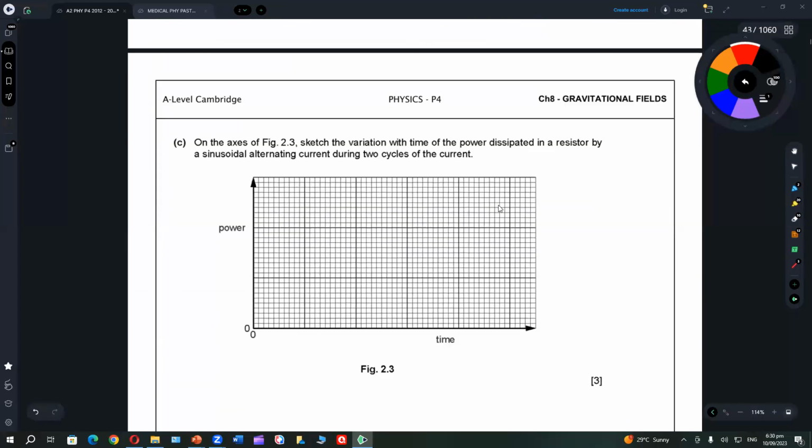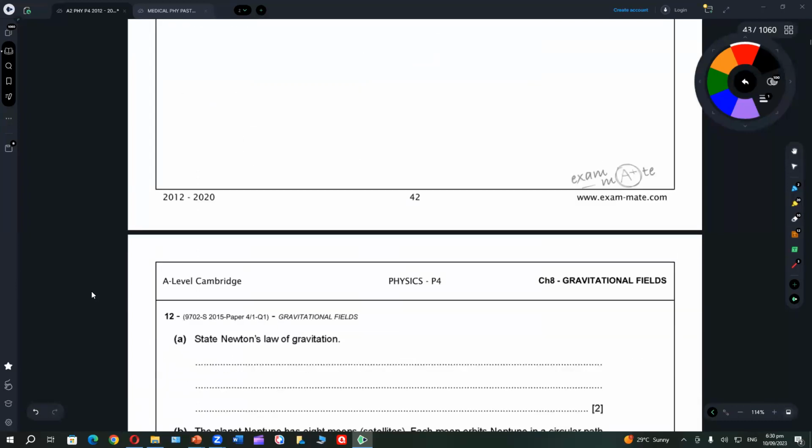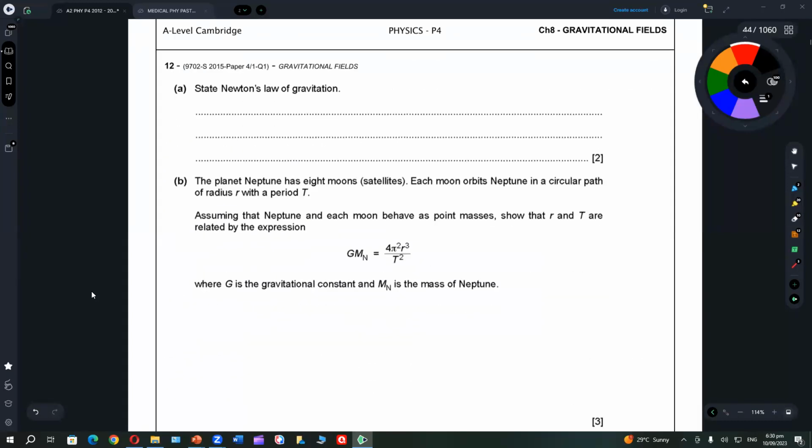Uniform magnetic field. On the axis of the figure, sketch the variation with time of the power dissipated in a resistor. This is again, we haven't done AC, alternating current circuit. Now take out this question.